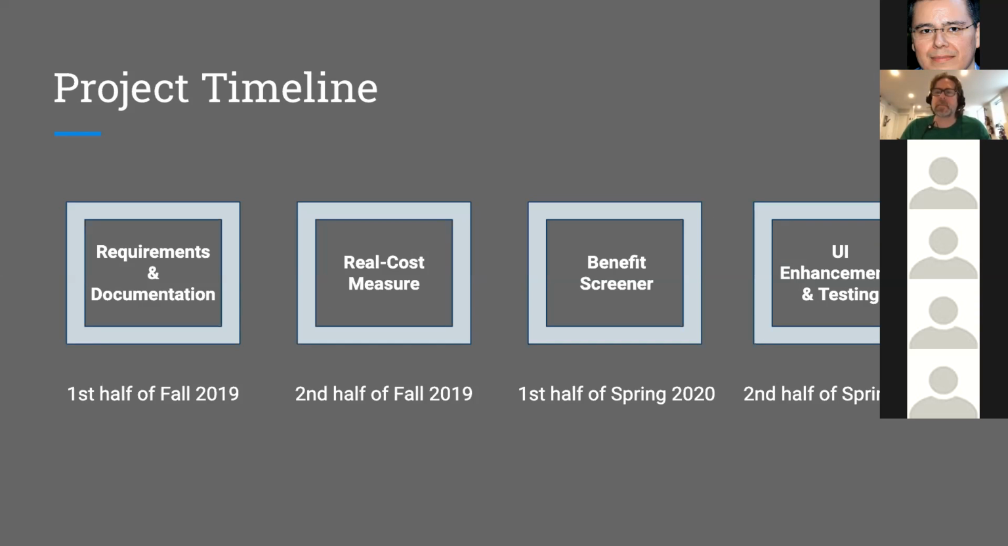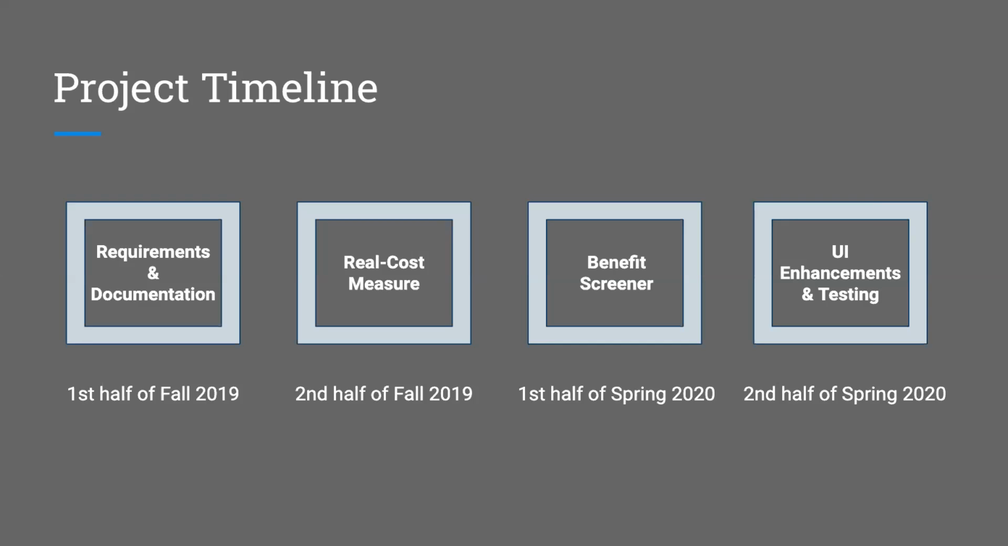For the first half of fall, we worked on writing extensive documentation and collecting all the design requirements and all the necessary APIs required to build the application. We kept the second half of fall for coding the real cost measure portion of the application, leaving the first half of spring for coding the other portion, which is the benefit kitchen portion of the application. Finally, leaving the last part of spring for testing purposes and adding additional features such as globalization.